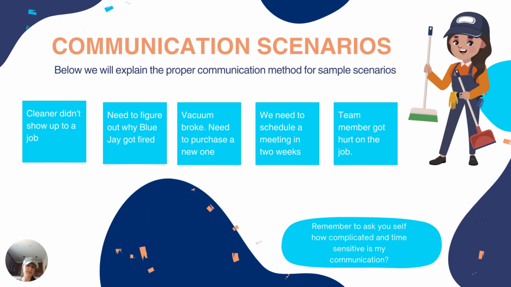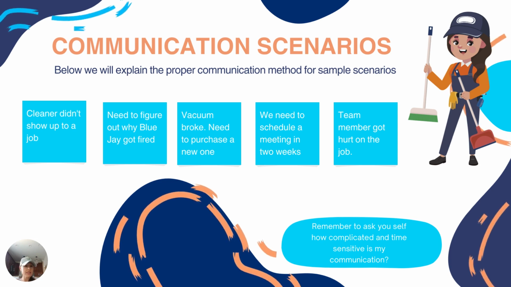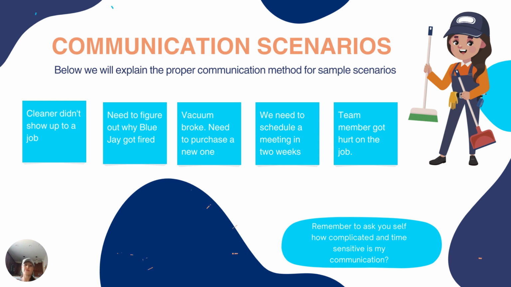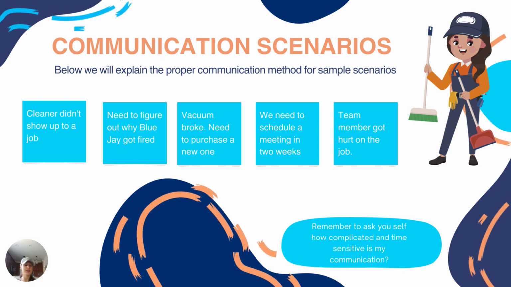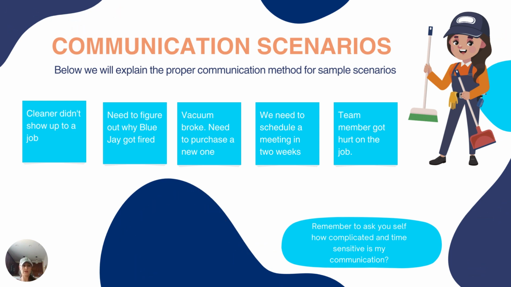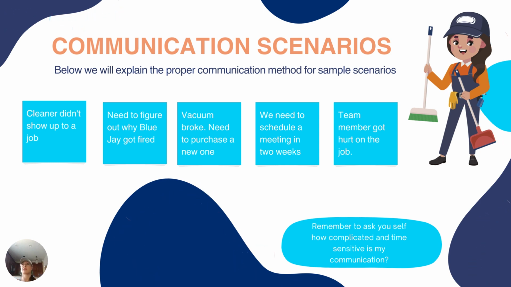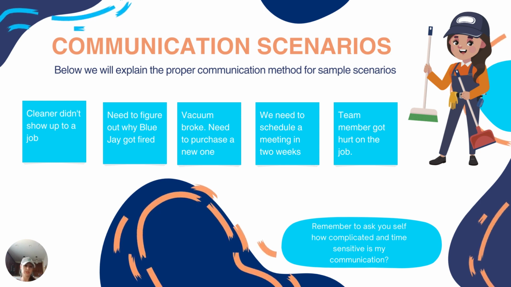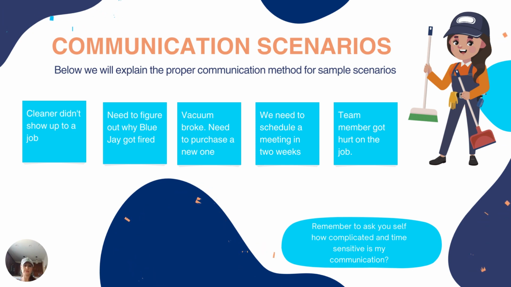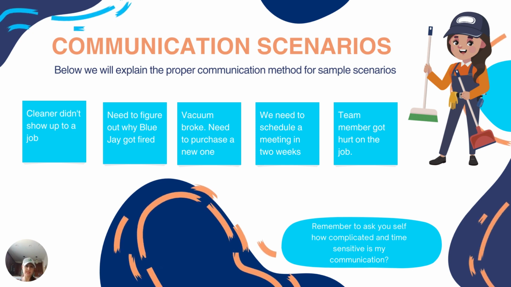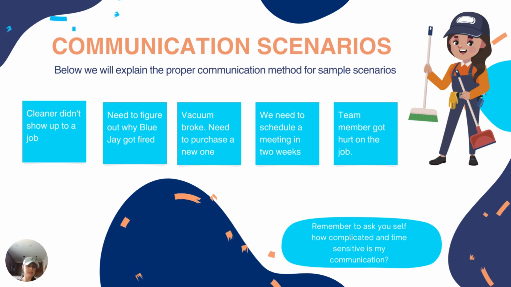These are just some examples thrown out there. So a cleaner didn't show up to a job. This is a phone call. You're going to have to call the client. You're going to have to call your manager and just let them know, hey, we have a problem, so-and-so didn't show up. We don't want to be stuck in text land with something like this.